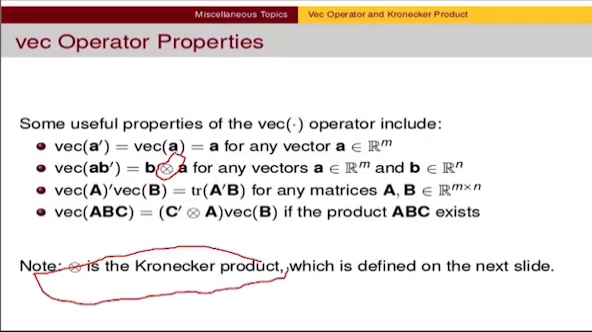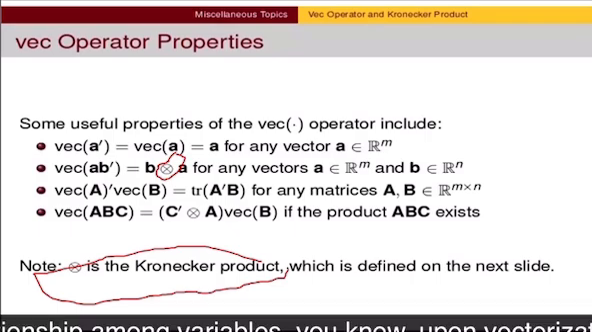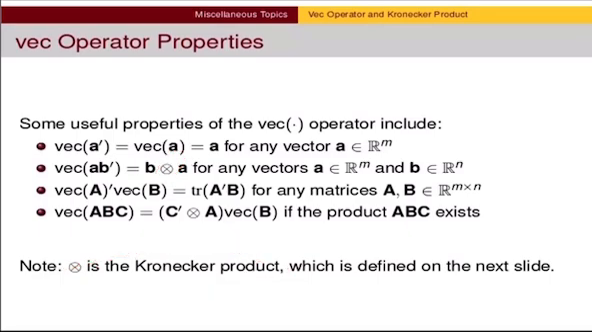And that's why the Kronecker product guarantees we preserve relationships among variables upon vectorization. Okay, so these are just properties. When you talk about vectorize A transpose multiplied by vectorize B, it is the same thing as the trace of that. You can verify all these properties.